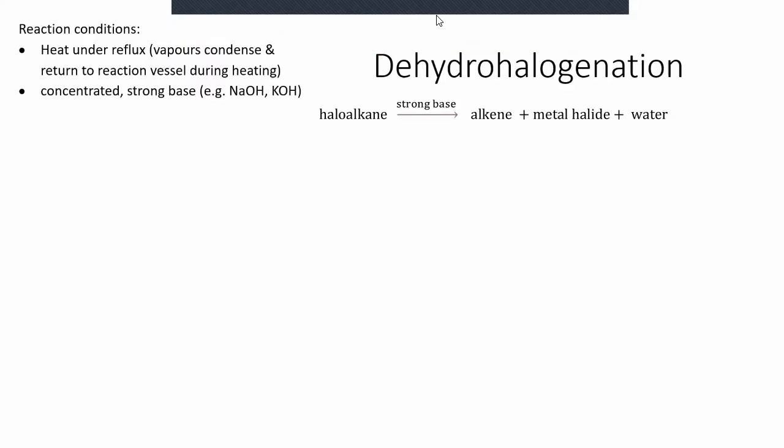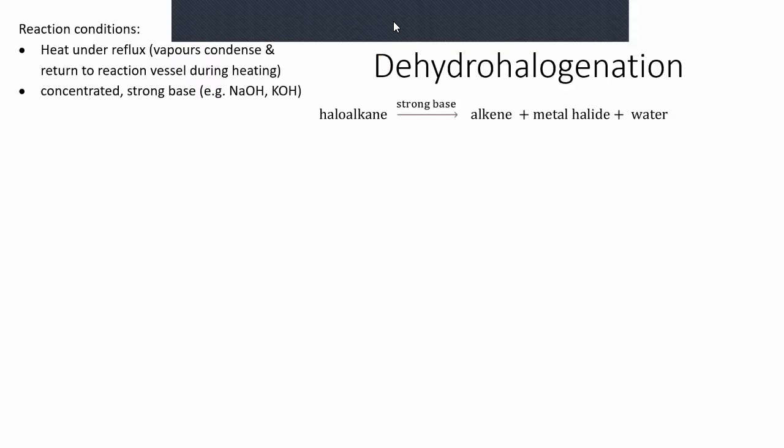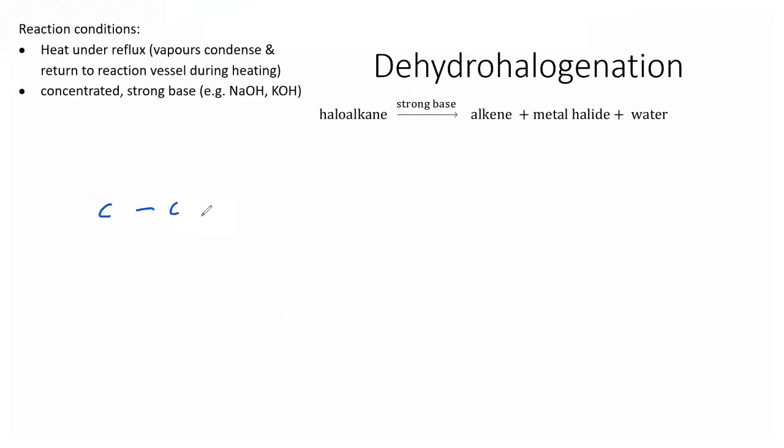Let's use something with bromine in it, a haloalkane with bromine in it, and I'm just going to draw the structure for you here. So I'm going to have it as 1, 2, then 3, then 4. Then I'm going to add my hydrogens.